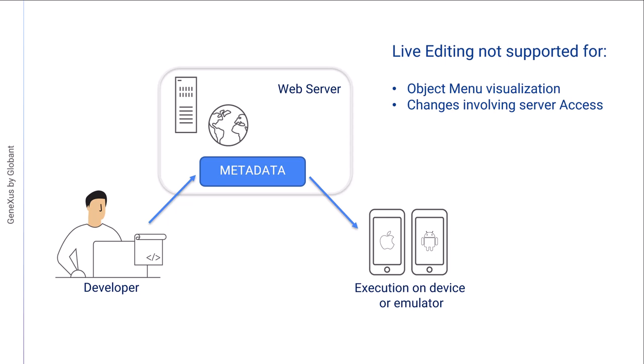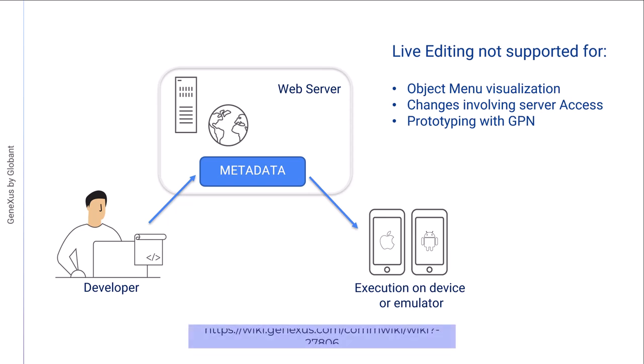Since live editing only works with the compiled application, it doesn't work if you're prototyping with the GPN, Genexus Projects Navigator. For more details on the use of live editing and Live Inspector, visit the Genexus Wiki.